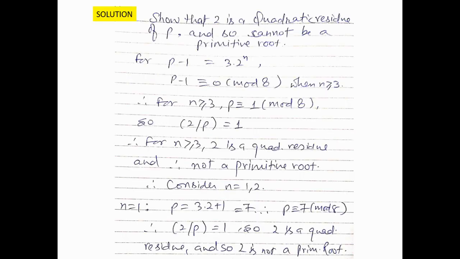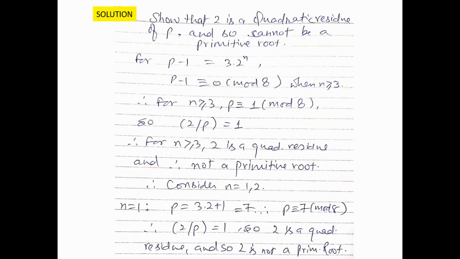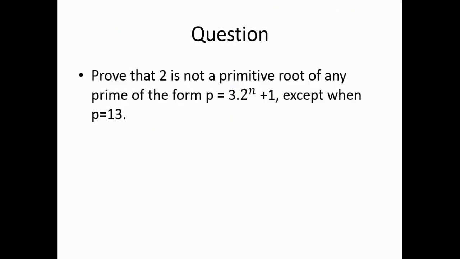So let us see how to solve it. Now, we have to prove that 2 is not a primitive root. That means 2 is a quadratic residue. So show that 2 is a quadratic residue of p and so cannot be a primitive root. So p minus 1 is equal to 3 into 2 to the power n, because p is 3 into 2 to the power n plus 1.